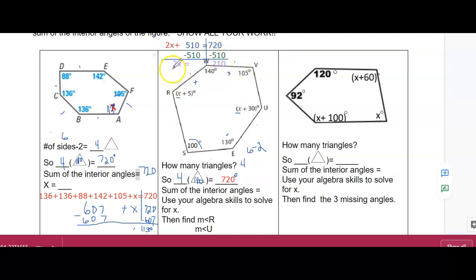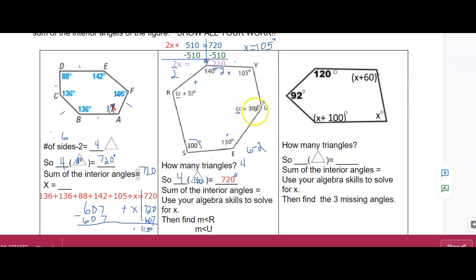Okay, so you should have had 2x equals 210. So you divide by 2. I divide both sides by 2. So 210 divided by 2 is x equals 105. So 105 degrees. So right here, this x should be 105.